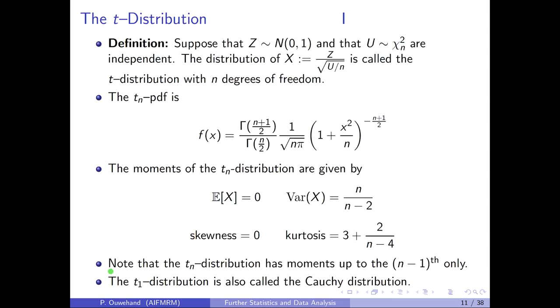Now note that the Tn distribution has moments only up to the n minus 1th moment. In other words, for example, the T1 distribution doesn't even have a first moment. In other words, it doesn't even have a mean. The T1 distribution is also called the Cauchy distribution. The T2 distribution will have a mean, but its variance will be undefined. The T3 distribution will have a mean and a variance, but it will not have a skewness. The skewness will be undefined, etc.